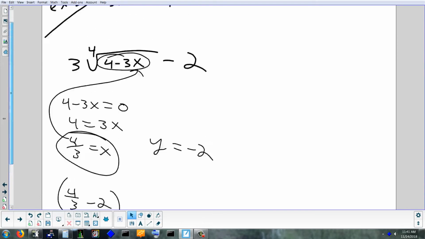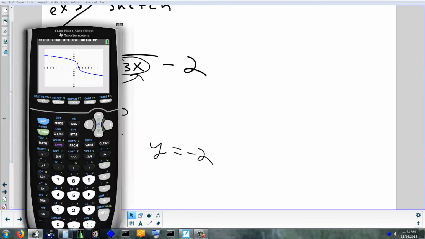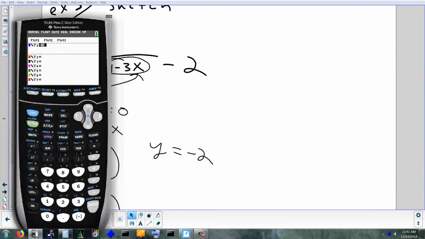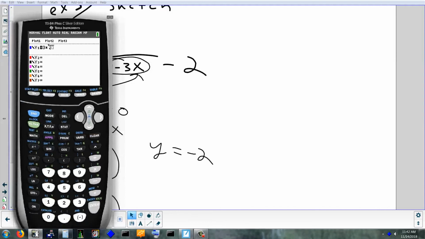All right. So now I'm just going to type that in and get some more points. I'm not going to graph this one. I'll just get all the points you would need, and then I'll assume you guys could just plot them if you had to. So we got 3 times 4, math, 5. So 4th root of 4 minus 3x, minus 2.